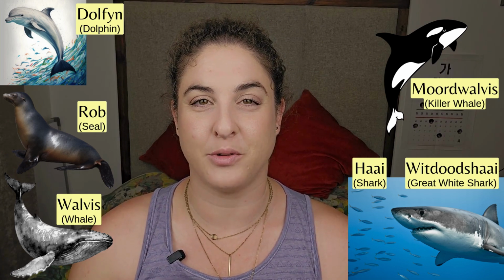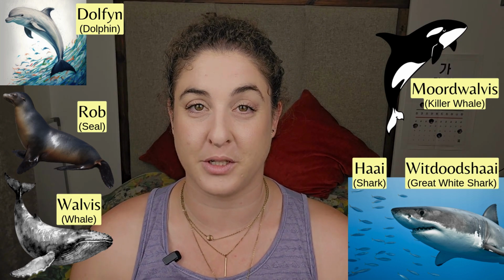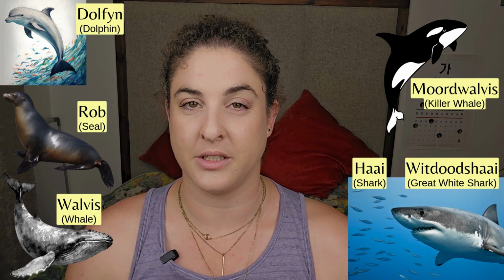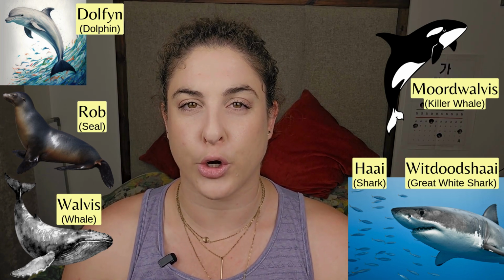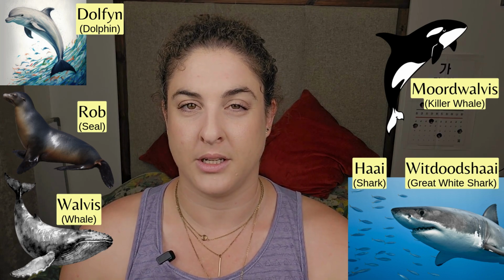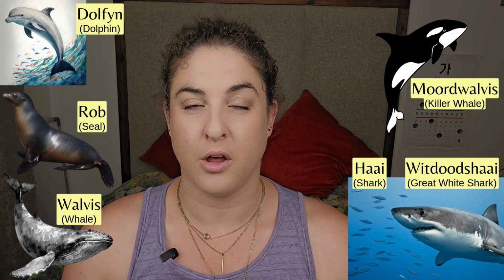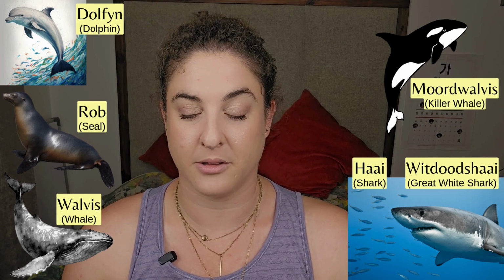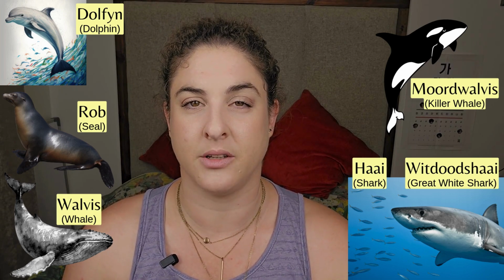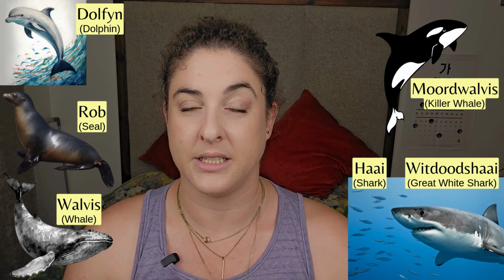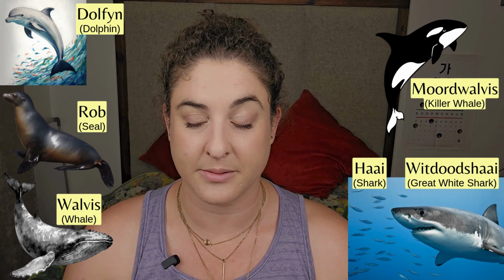Some ocean creature vocabulary just for you. First off, we have dolfijn. That is a dolphin. Then we have rob, which is a seal. Then walvis, a whale. Moordwalvis, that is a killer whale.